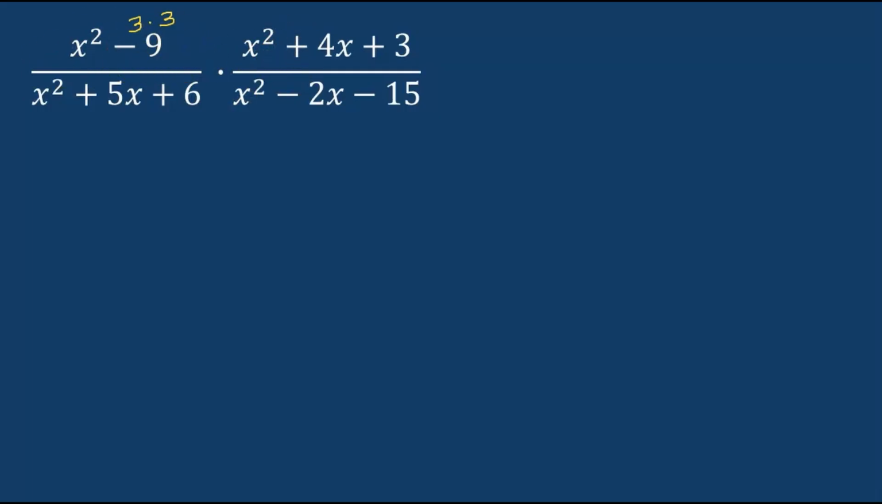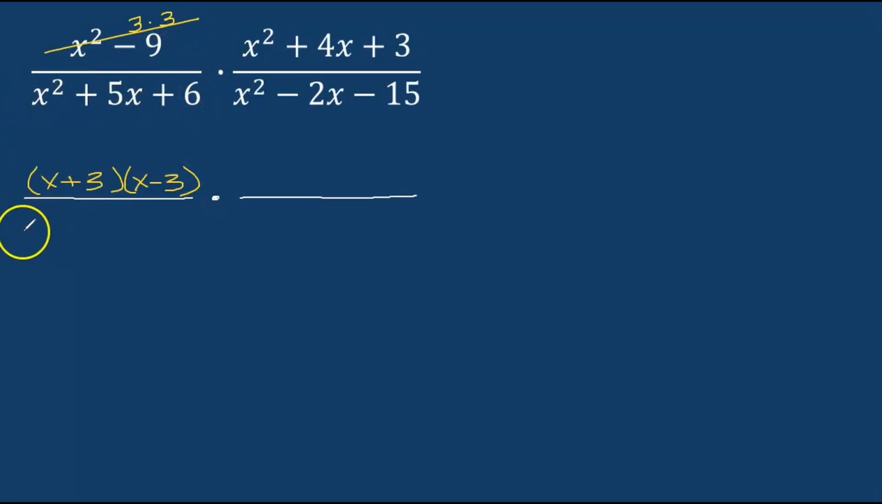Knowing that this numerator here is a difference of 2 squares, I'm going to go ahead and set up my multiplication sign and my 2 fraction signs. And I'm going to start off by splitting up that x and then splitting up the 3, making one positive and one negative. So far, it's exactly what we've done in the previous problem.